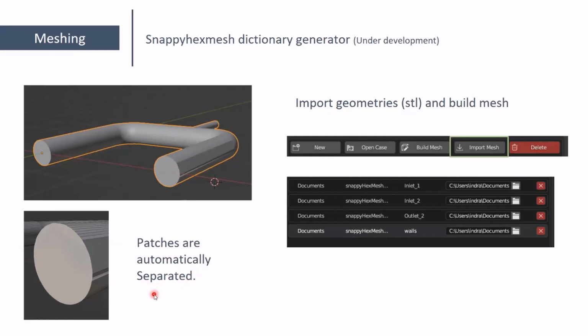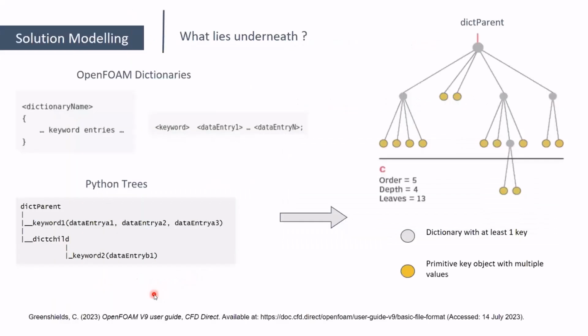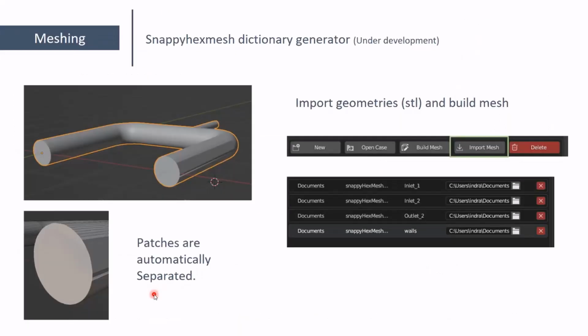But this is something that I wanted to mention because we wanted to bring block mesh and snappy hex mesh related tools under the same hood. So next comes our solution modeling, because all of this is fine since we have the UI part done, but what happens underneath the UI? How is it that we are generating these dictionaries, like the OpenFOAM dictionaries?